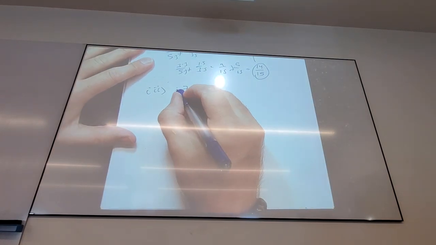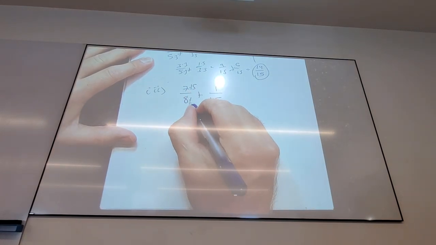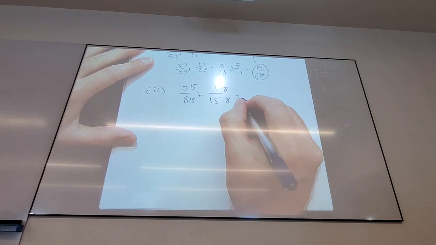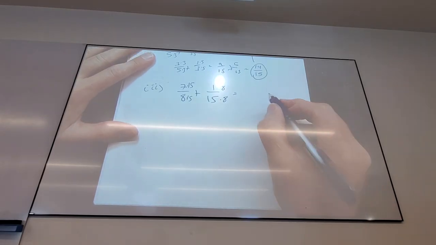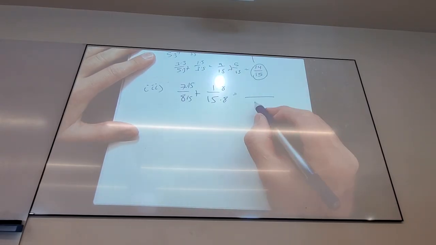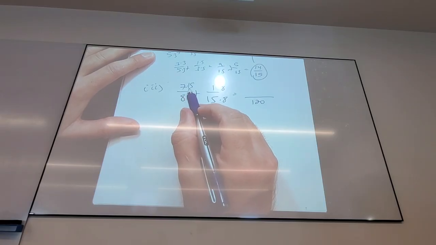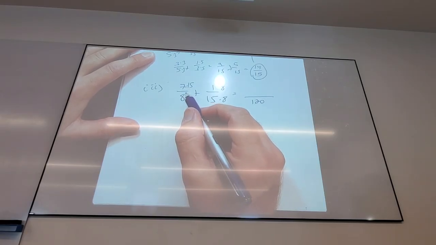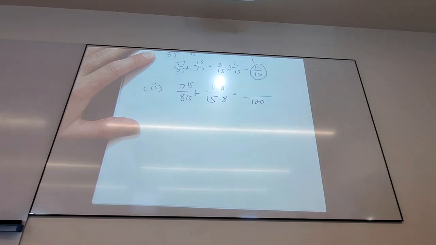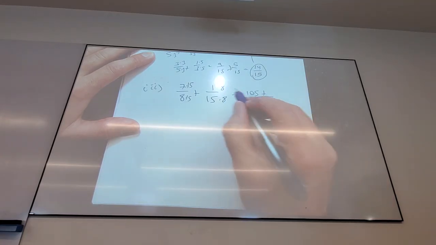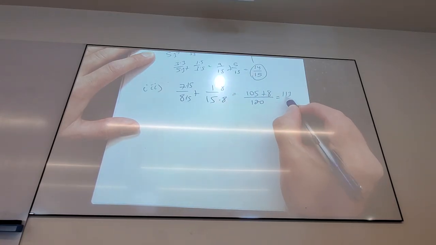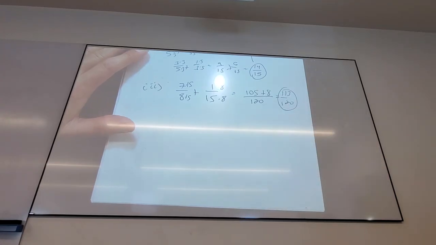So this one needs 15, this one needs 8. The bottom is going to be 120. What's 7 times 15? 105. 1 times 8. I get 113 out of 120. I believe that's irreducible.